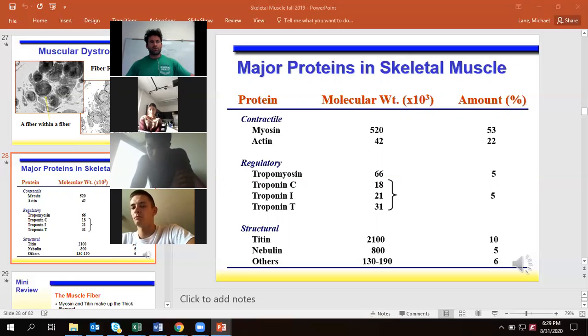And you'd run it on what's known as a 4 to 8% acrylamide gradient, with the 4% at the top. So it's a thinner gel at the top and then a thicker gel at the bottom. You'd be very careful you didn't tear it.